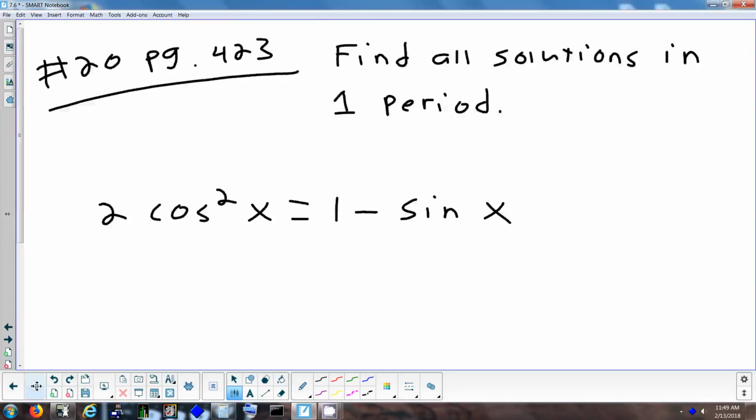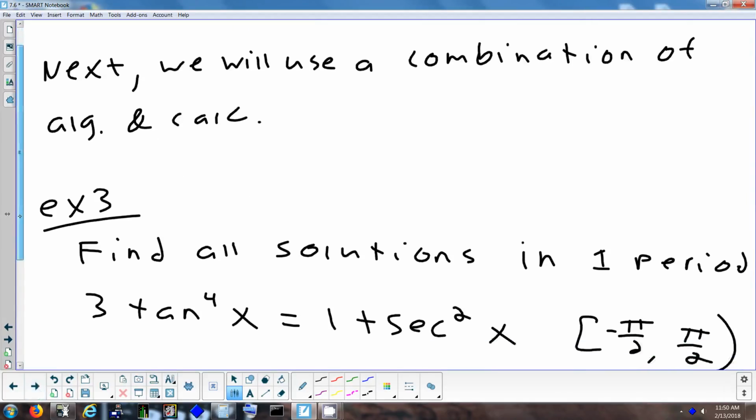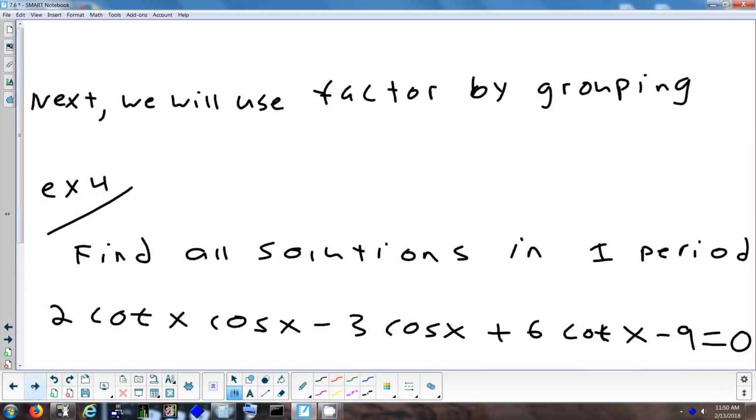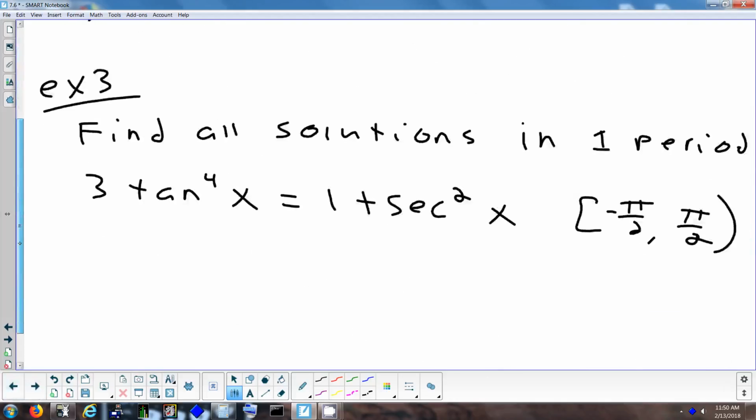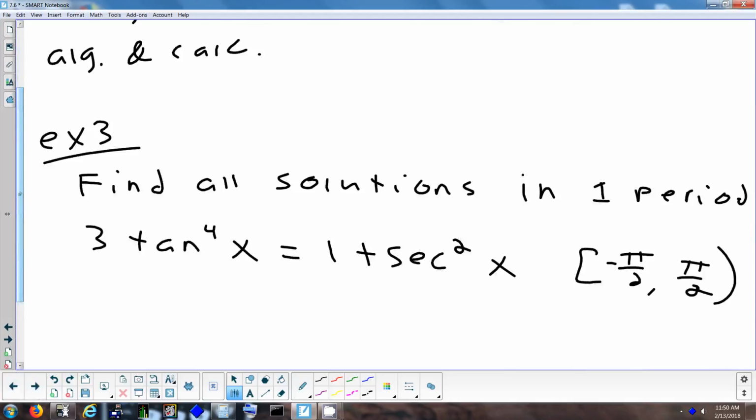All right. Let's try something a little different. That's kind of the same thing. It's got something squared on one side, something not squared on the other. There's nothing new to learn from that one. All right, let's try that one. So it says 3 tangent to the 4th equals 1 plus secant squared.